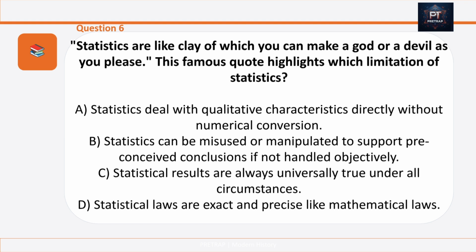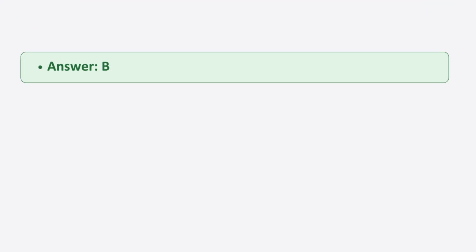Option D, statistical laws are exact and precise like mathematical laws. And the answer is option B, statistics can be misused or manipulated to support preconceived conclusions if not handled objectively.